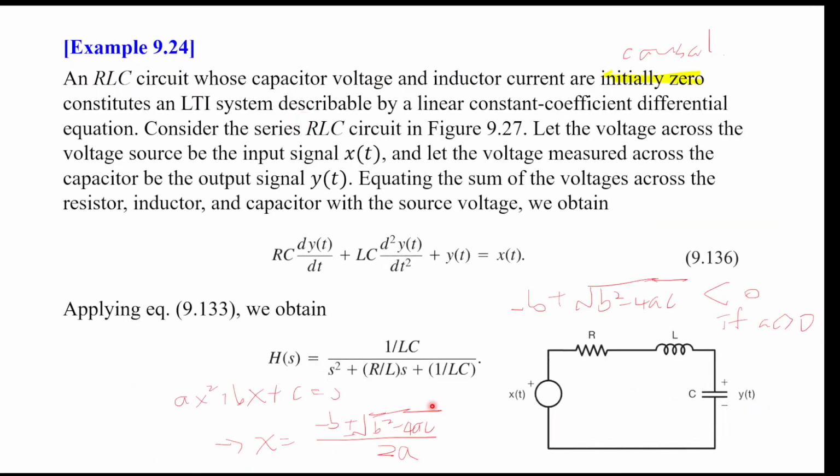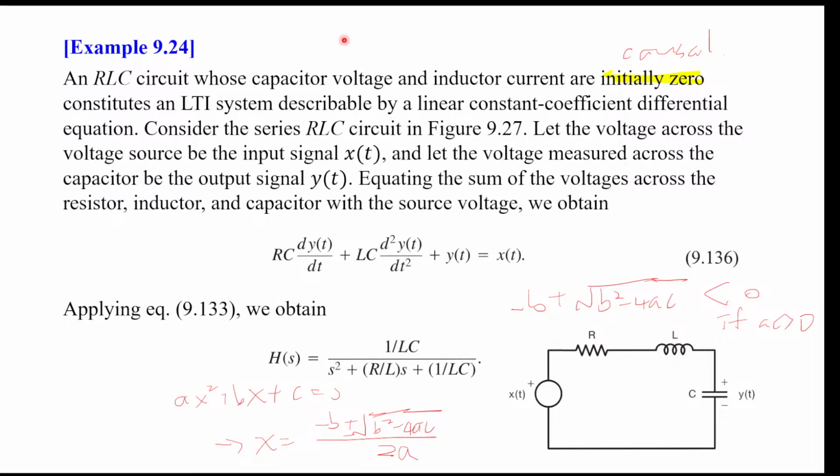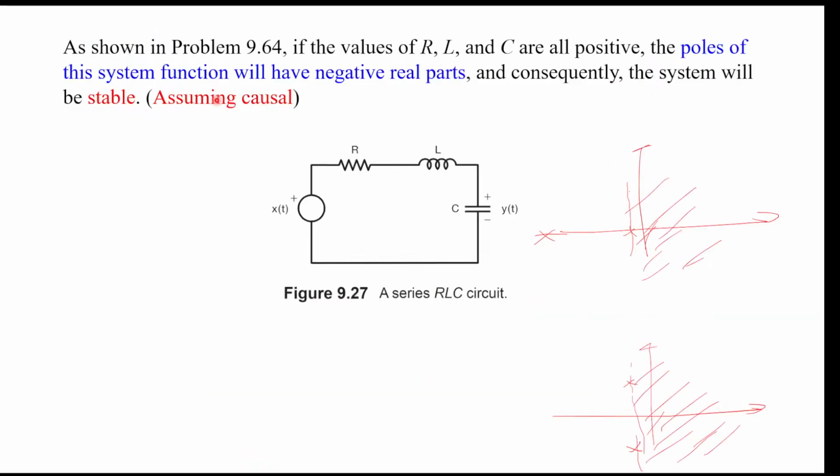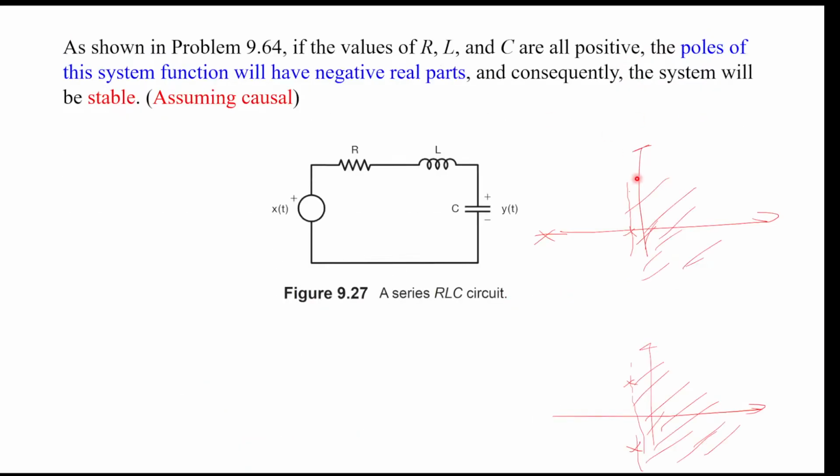Here we do a bit of calculation, but you can also check it yourself. Solve for the 2 roots of this quadratic equation, s squared plus R over L s plus 1 over LC equals 0. If you solve it, you will see that you always have a negative real part. That means the system will be stable, because we already know the system is causal, because it is a physical system and satisfies initial rest, so it is causal.